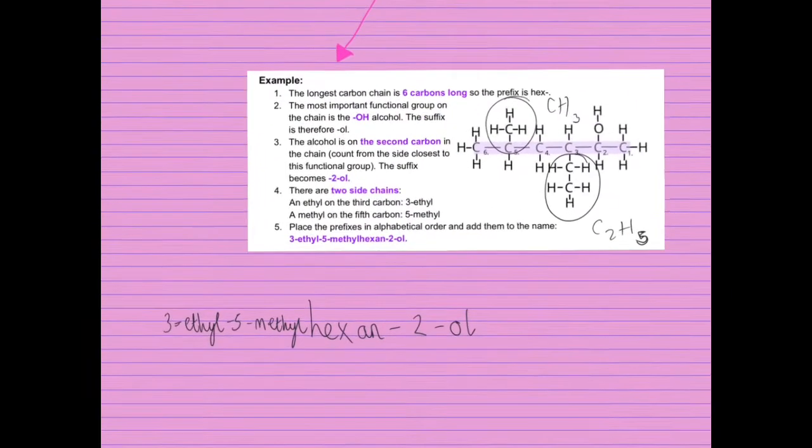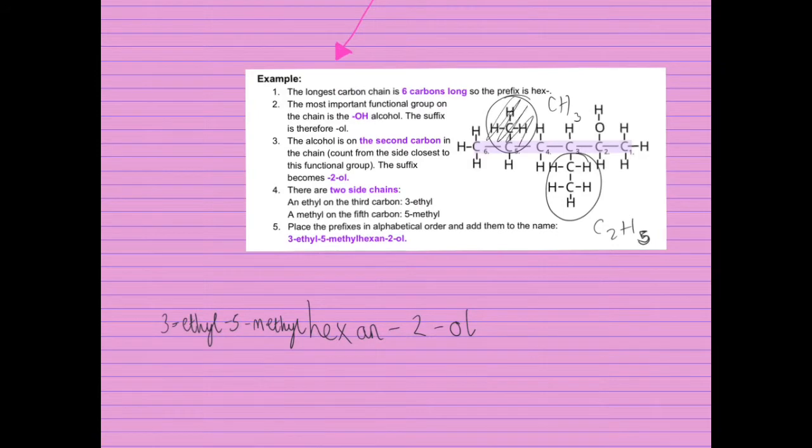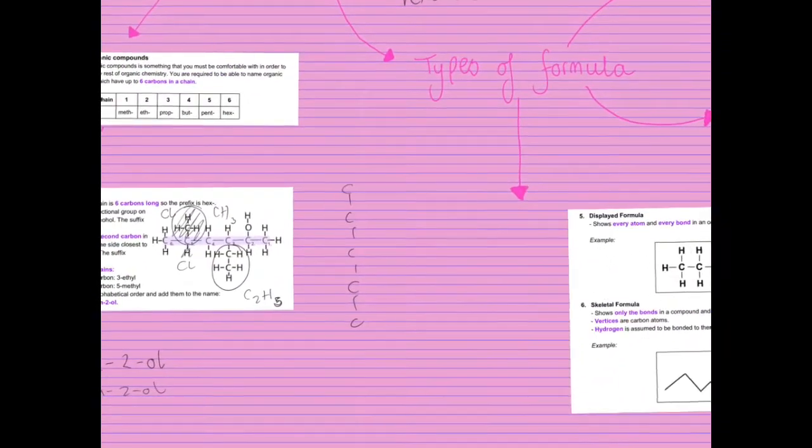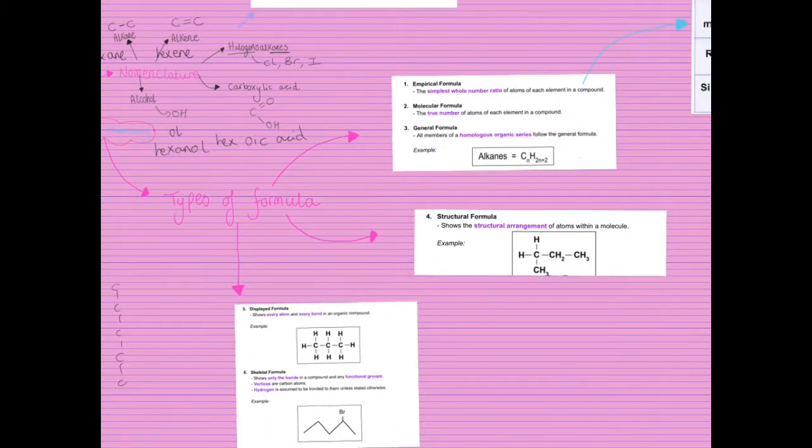If I was to replace this here with a chlorine, okay, it would then be 5-chloro-3-ethylhexan-2-ol, okay, because chlorine is higher up in the alphabet, or Cl. If I then put another chlorine there, it would be 5-dichloro, okay, because there's 2 of them. You can have trichloro if there's 3 of them, okay, but that's the kind of thing we'll be looking at, okay. Then you might get asked to draw them, okay, so looking at their displayed formula.